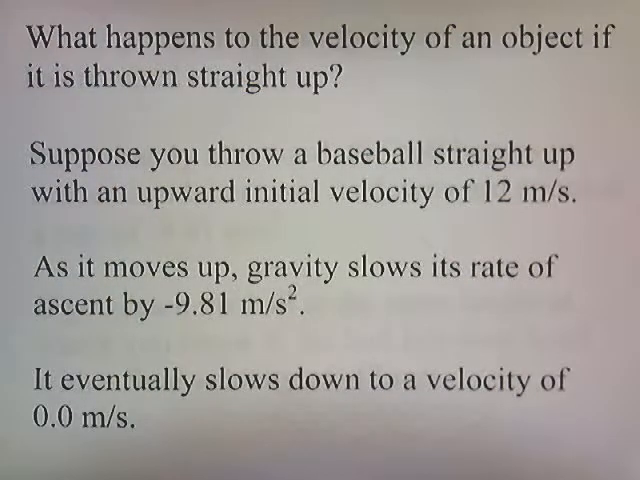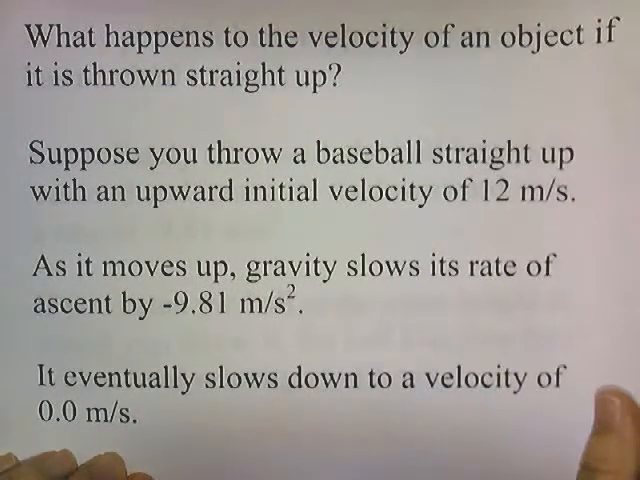Now what happens to the velocity of an object if it's thrown straight up? Suppose you throw a basketball straight up with an upward initial velocity of 12 meters per second. As it moves up, gravity slows its rate of ascent by negative 9.81 meters per second squared. It eventually slows down to a velocity of 0 meters per second.